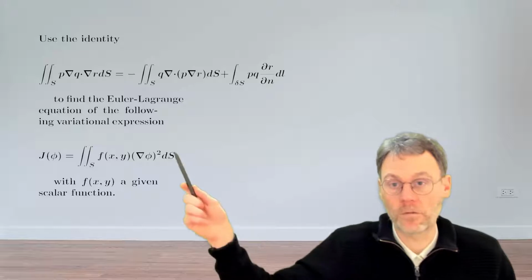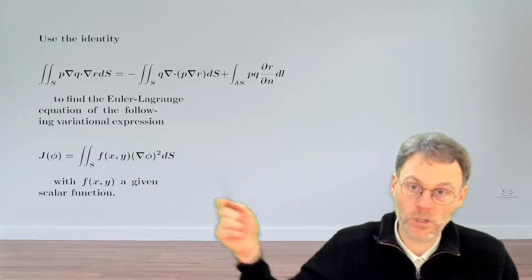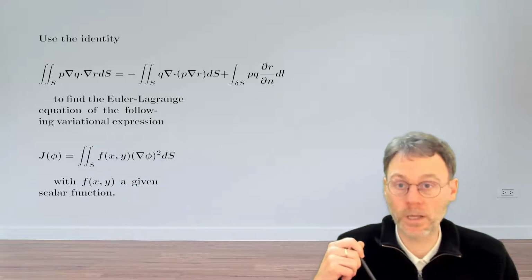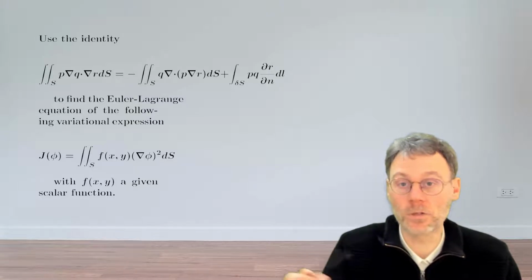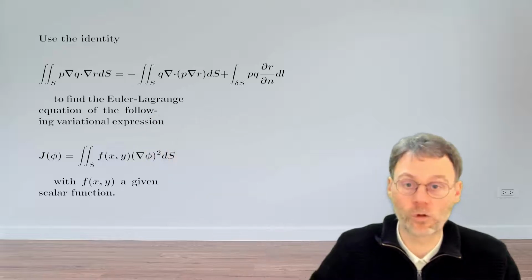We have a variational expression over here. The question is, can you find its corresponding Euler-Lagrange equation? So pause the video to do that, making use of this slightly intimidating looking formula over here.